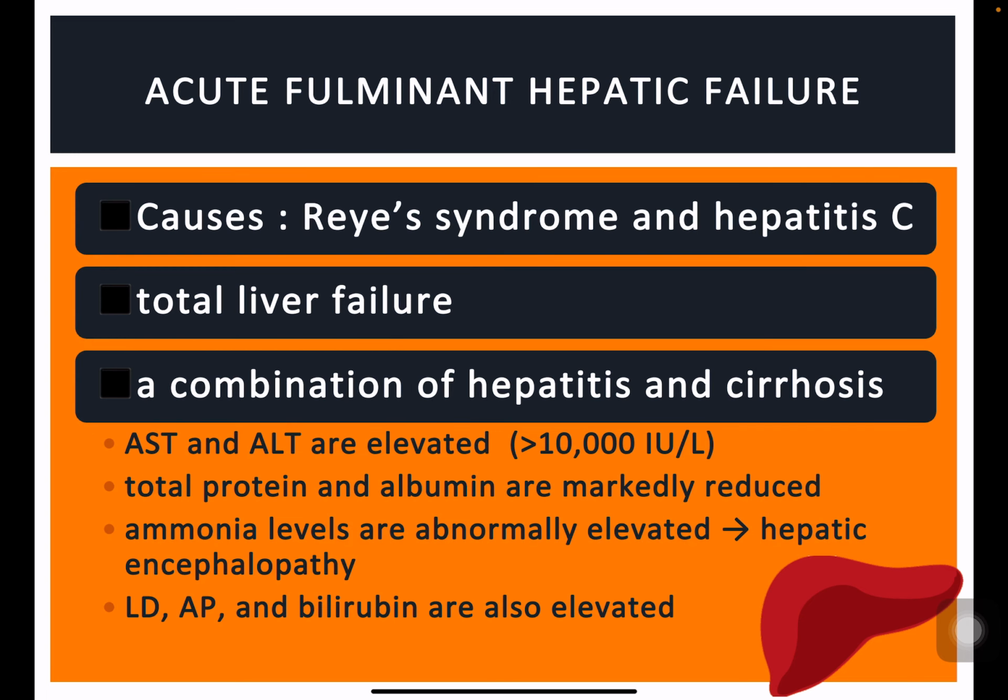In acute fulminant hepatic failure caused by Reye's syndrome and hepatitis C, there is total liver failure. And the picture of the liver function test is a combination of hepatitis and cirrhosis. So AST and ALT are elevated, but the total protein and albumin are markedly decreased. Ammonia levels are very elevated, leading to hepatic encephalopathy. And also, there is elevation of lactate dehydrogenase, alkaline phosphatase, and bilirubin.